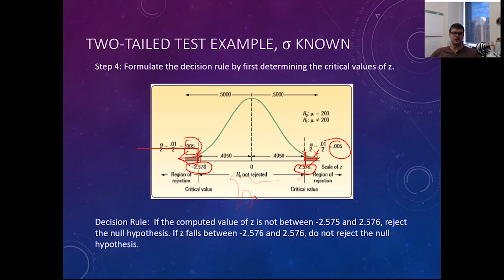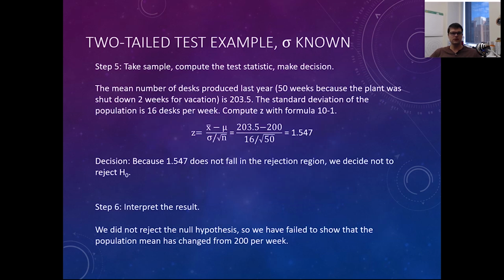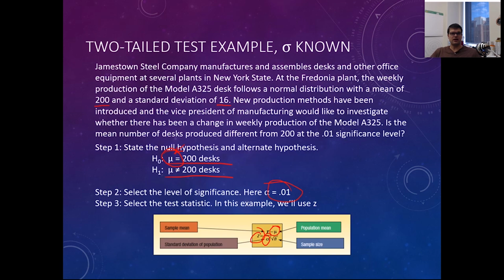The mean number of desks produced last year, 50 weeks because the plant was shut down for 2 weeks, is 203.5. The standard deviation of the population is 16 desks. Compute z with the formula. So from the previous information, we've got 216, and the standard deviation is 16.